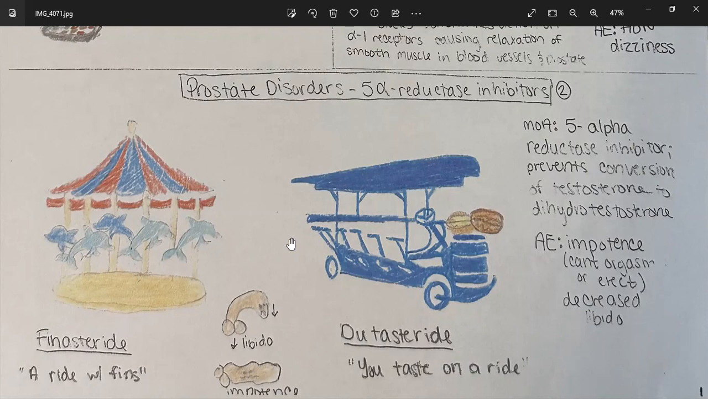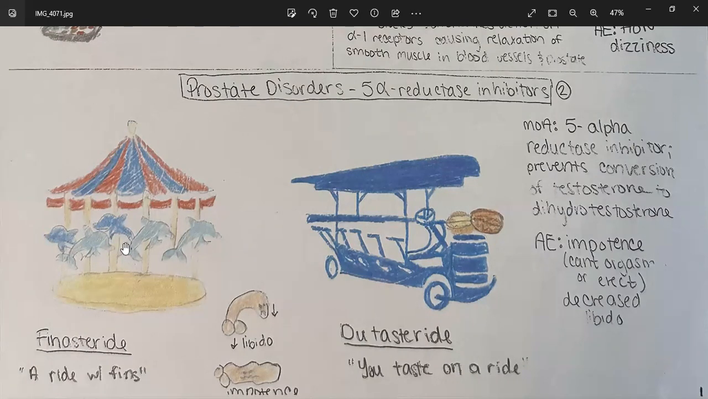And also alpha blockers can relax the urethral tone. So the drug for this is finasteride. And so this is a ride that has fins on it. So we have dolphins.